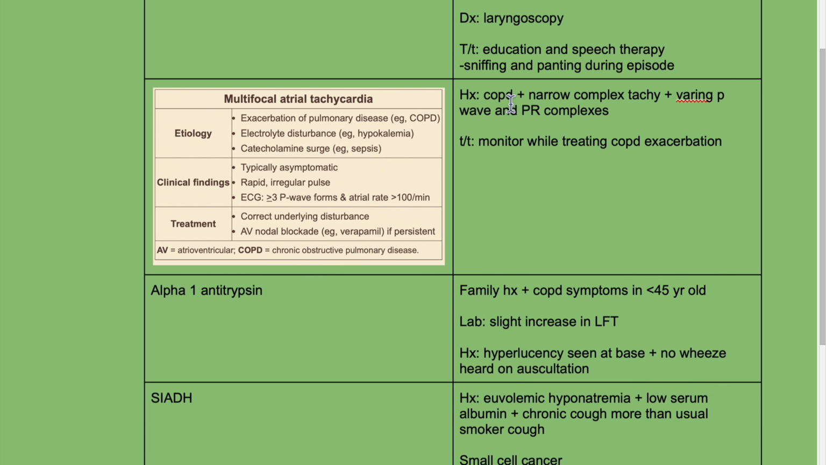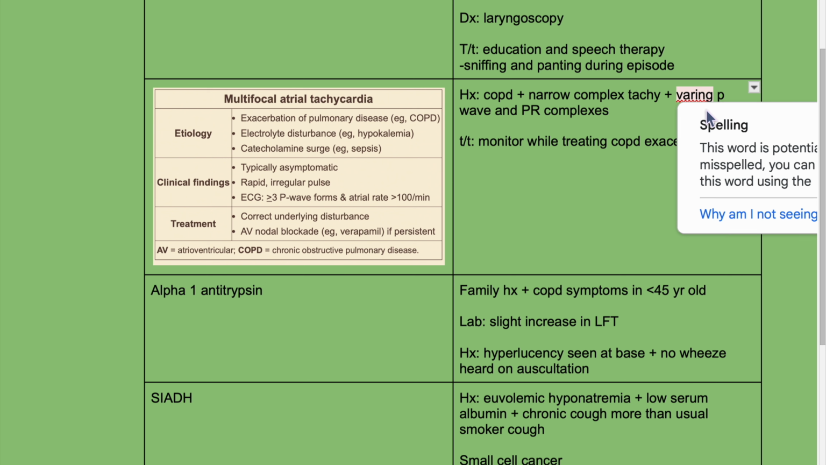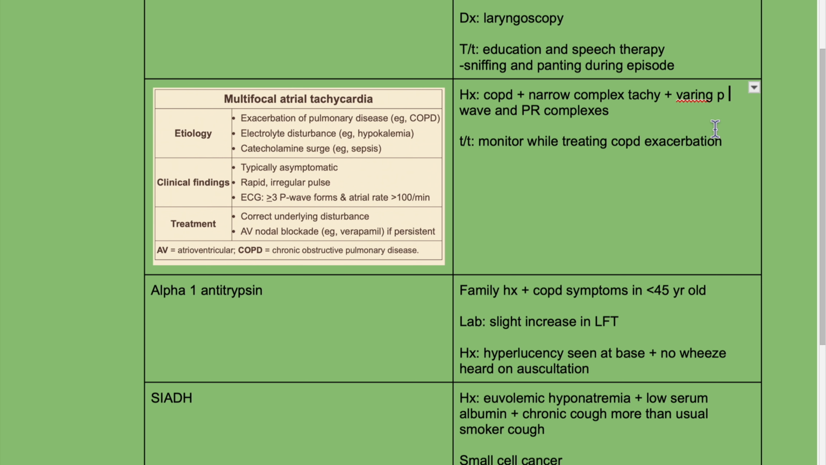Okay. So history of COPD plus narrow complex tachycardia with varying amounts of P-waves and PR complexes. Treatment here is monitor while treating COPD exacerbation. That's what this is: multifocal atrial tachycardia.